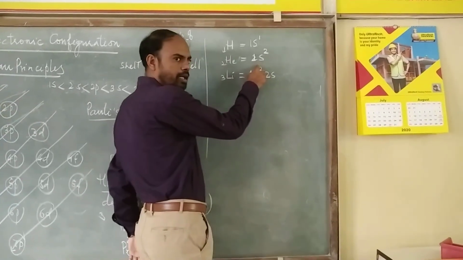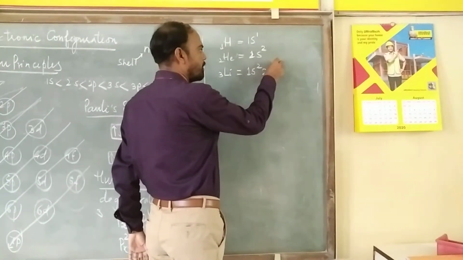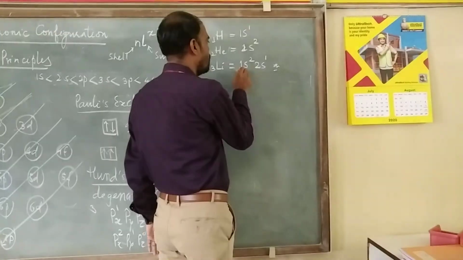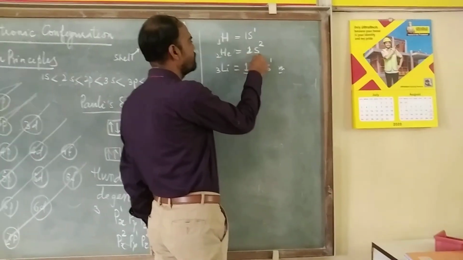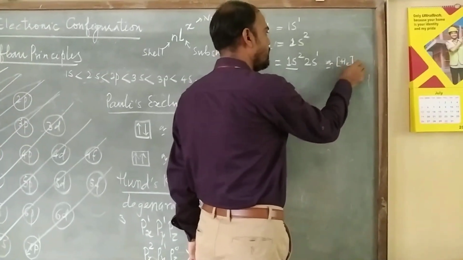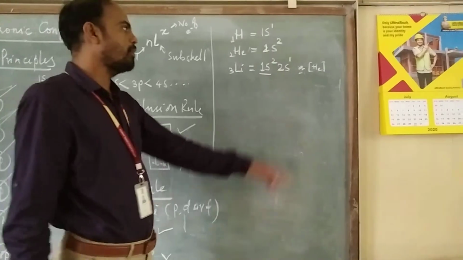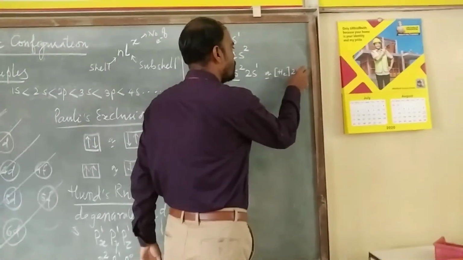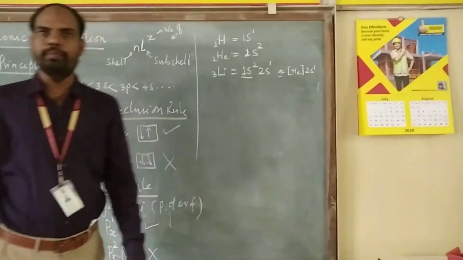Two electrons are already filled, and in the 2s orbital 1 electron will be filled. This can also be written as 1s2 2s1. Here 1s2 is the electronic configuration of helium, so generally it can be written in the form of the noble gas configuration: helium, then 2s1. This way also it can be written.